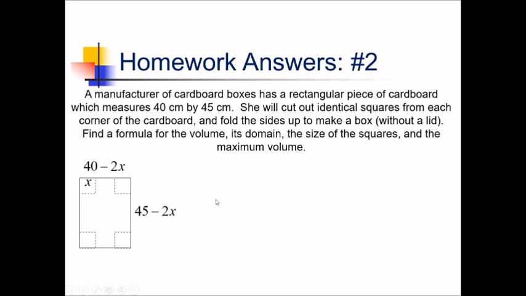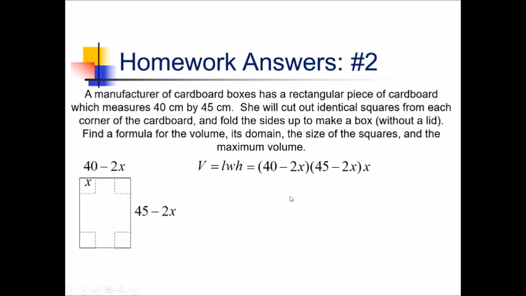So for my volume formula, length times width times height, I can write (40 minus 2x) times (45 minus 2x) times my height that I said was going to be x. All right, so to get the domain for this, the x values I'm allowed to plug in, those are basically going to be x values that give me a positive volume when I plug them in. There are some x values that will either give me 0 for volume or a negative volume that I do not want to plug in.